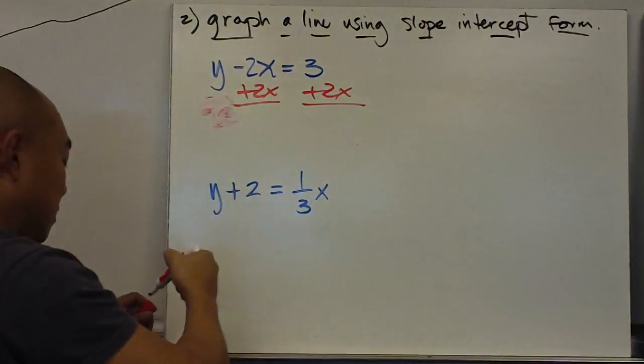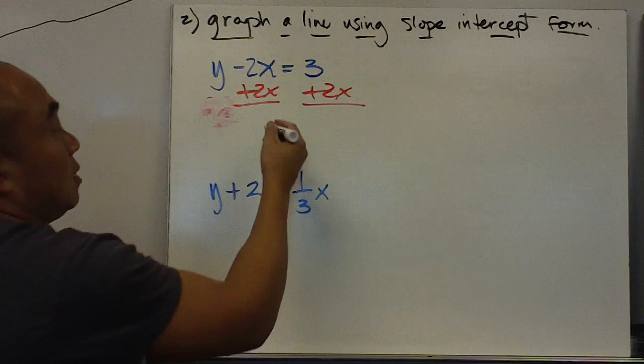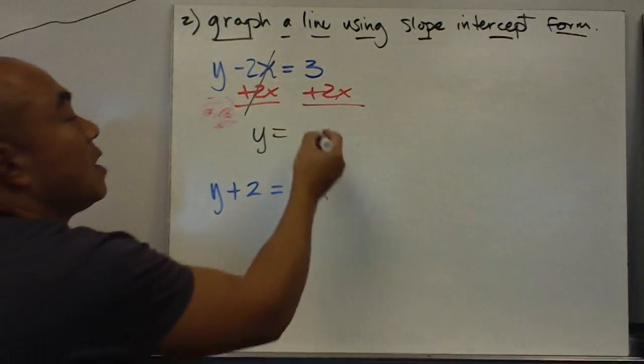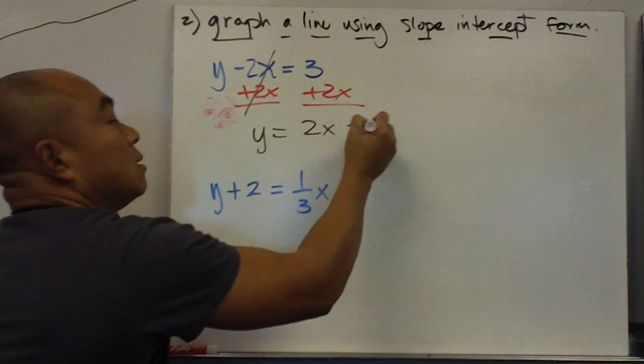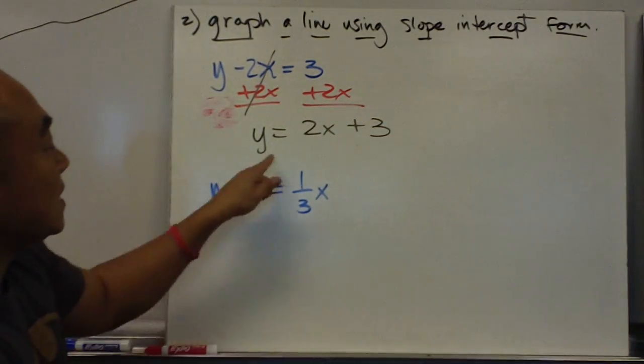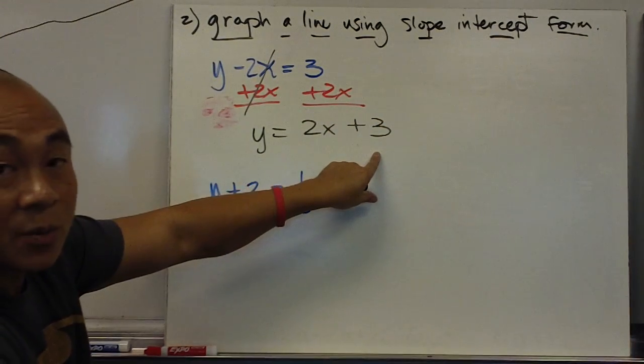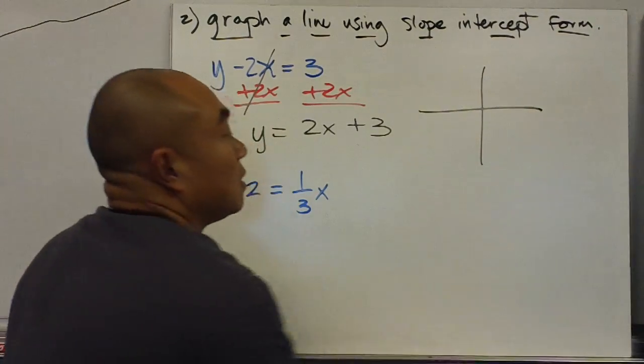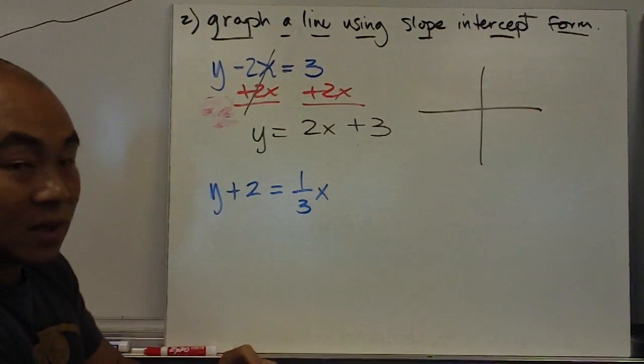So now I have y on that side. On this side, I have 2x plus 3. And that is our basic slope-intercept form. And then from this, we can go ahead and graph.